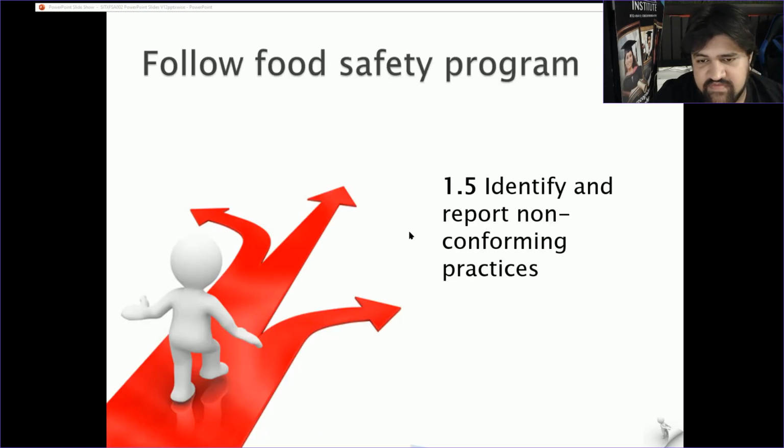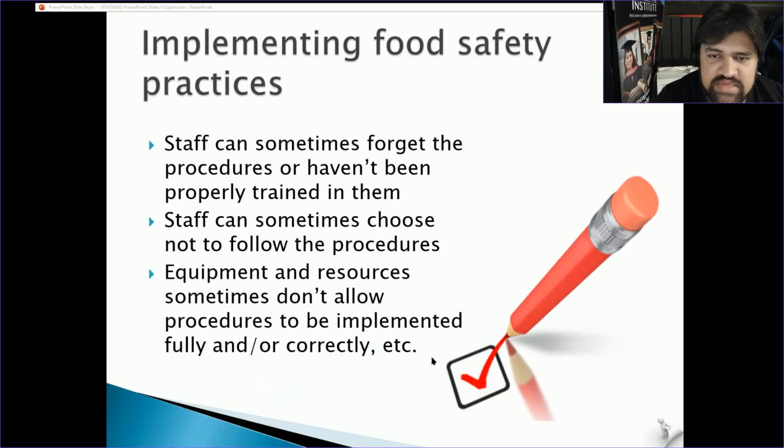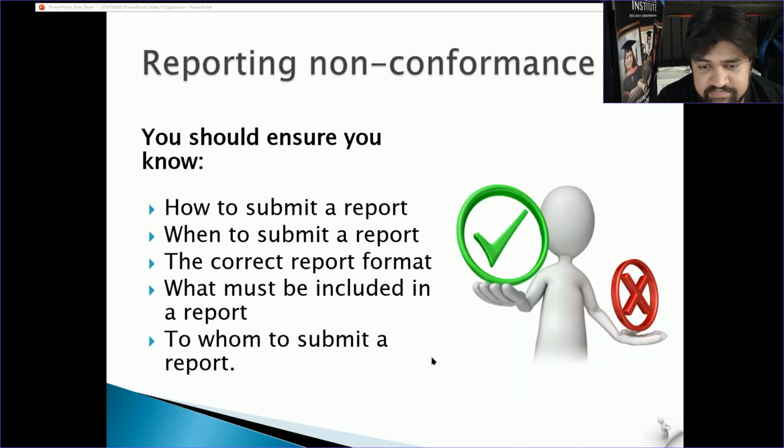Okay, 1.5. Identify and report non-conforming practices. Implementing food safety practices. Staff can sometimes forget the procedures or haven't been properly trained in them. Staff can sometimes choose not to follow the procedures. Equipment and resources sometimes don't allow procedures to be implemented fully or correctly. Reporting non-conformance. You should ensure you know how to submit a report, when to submit a report, the correct report format, what must be included in a report, and to whom to submit a report to.